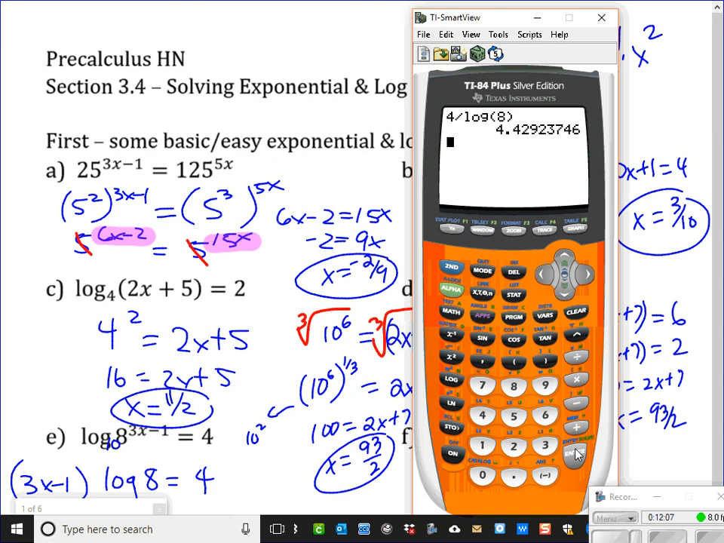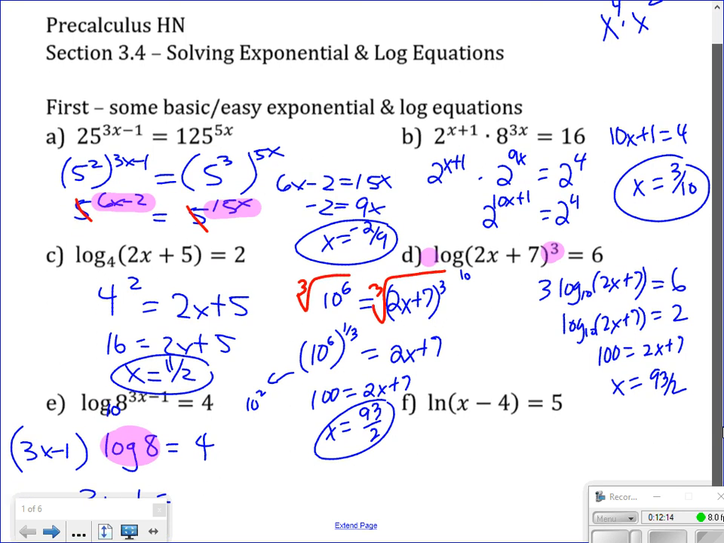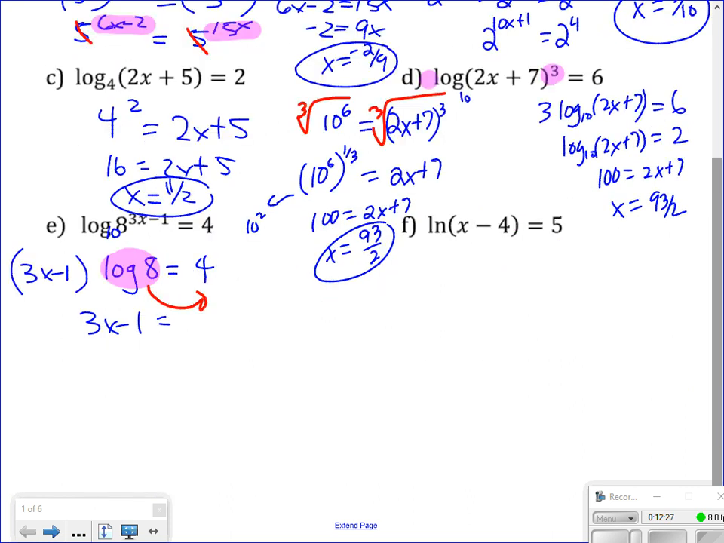So log of 8 right here, this piece, it's just a number, right? I just want to get rid of it so I can solve the 3x minus 1 part. So I'm just going to divide it over here. So 4 divided by log of 8, because log of 8 is just like 2 point whatever, or it's not 2 point whatever, but you get my intent. All right, so what was that number we had? 4 point something?